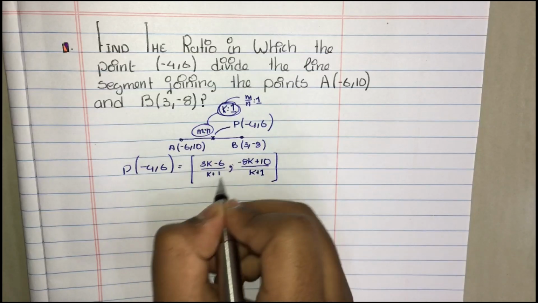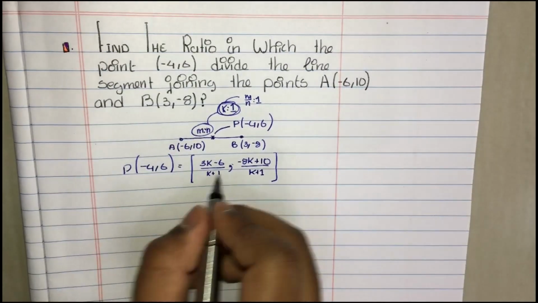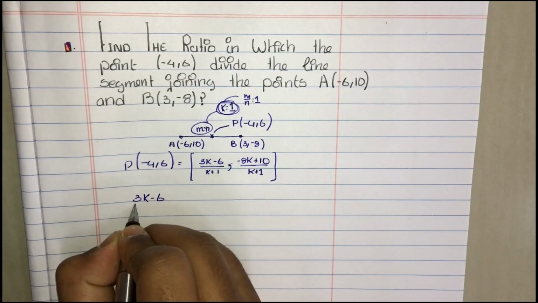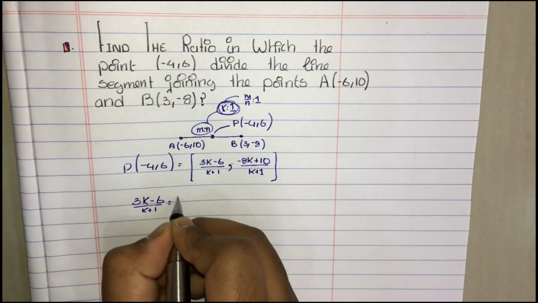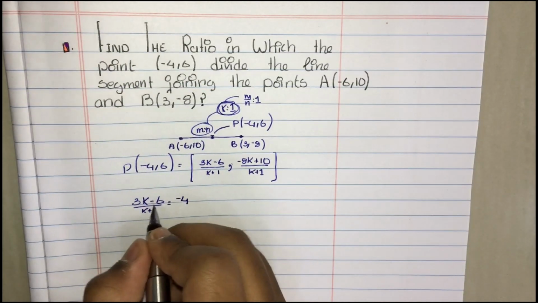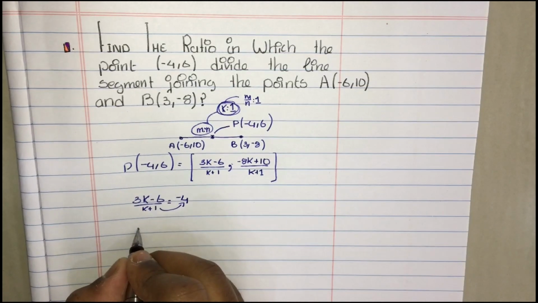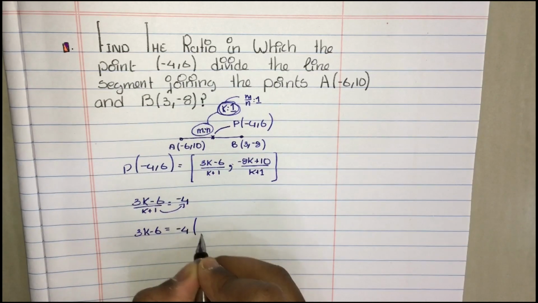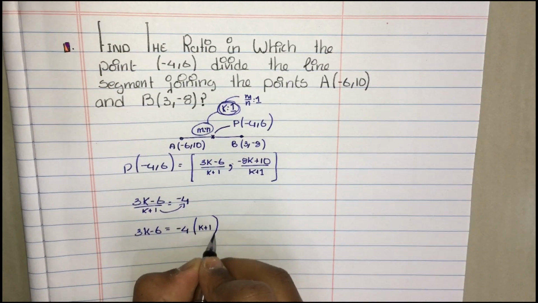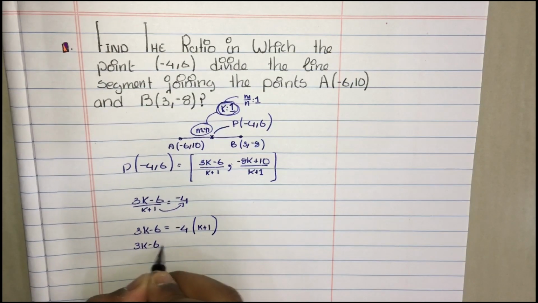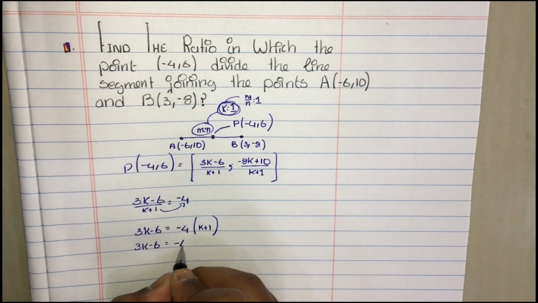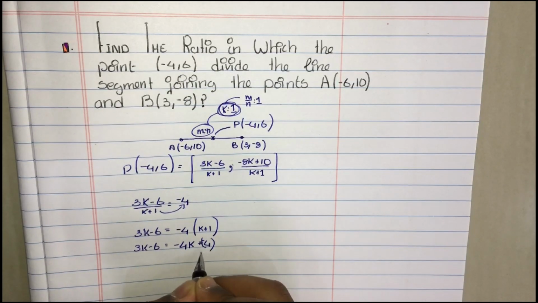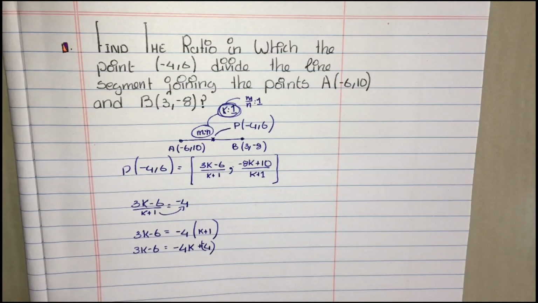Here we'll equate this equation to this, because that is easier. Now (3k - 6) by (k + 1) is equal to -4. Now let's bring this side. That is 3k - 6 is equal to -4 into (k + 1). So 3k - 6 is equal to -4k plus 4 times -1, that is -4. Don't forget the minus sign.